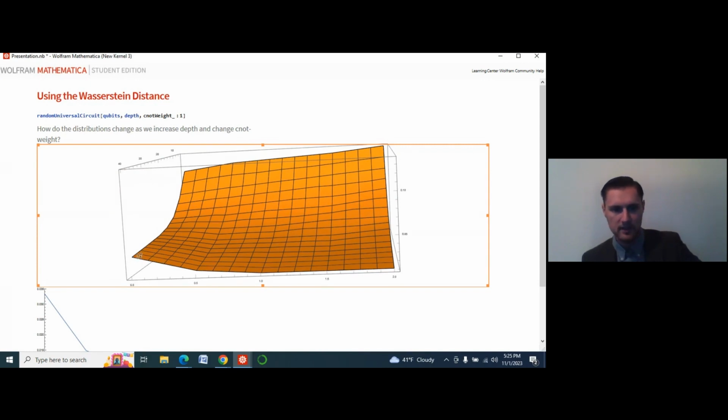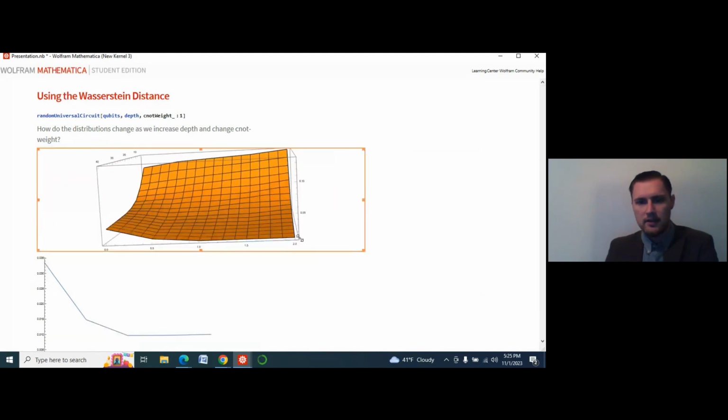So these are the conclusions that you can draw here. Just because the Wasserstein distance is very small in this situation, where we have highly likely C0s and very deep circuits, does not mean that we're evenly or uniformly sampling from the Haar measure. It just means that we're closer than we were when we were over here.